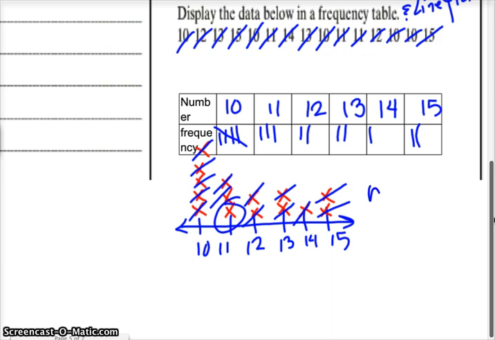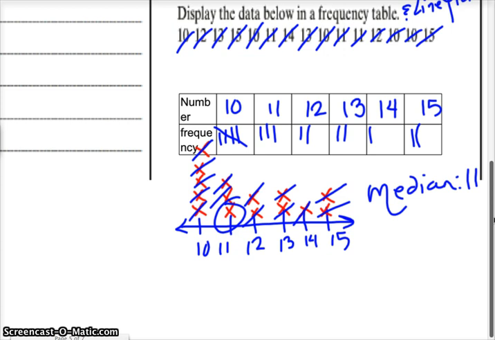So it looks like my median is 11. Median is 11. Okay? How do you know which one to cross off? Because you always cross off the smallest and the biggest until you get to the middle.